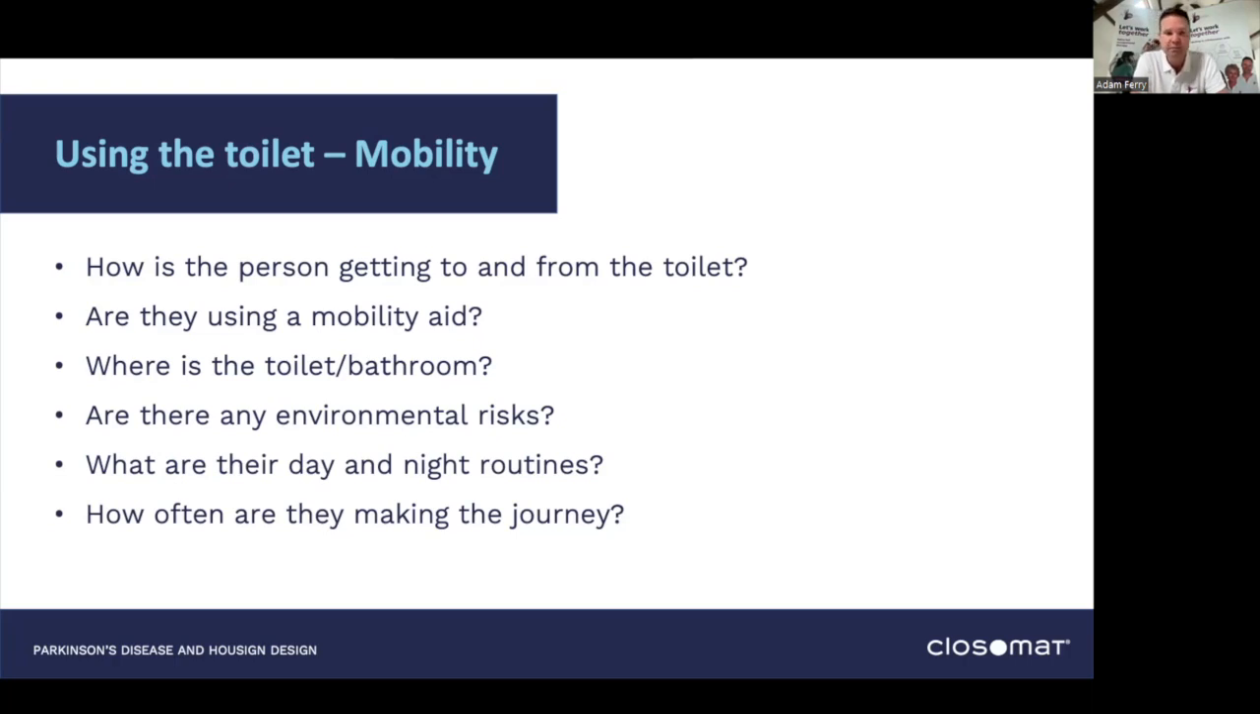So trips, slip hazards, any raised thresholds, what are the walkway widths? These are all the sorts of things we're starting to put together. What are their day and night routines? So when does the person use the toilet? How many times a day do they tend to pass urine? What's their bowel movement routine? What are their general patterns? So you can start to paint a picture of where the risks might be, or what you might need to do to support them, and how often are they making the journey.